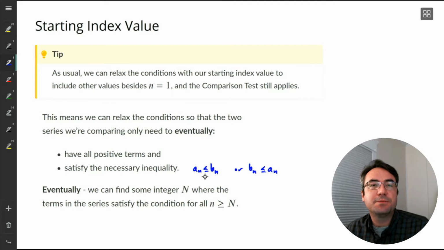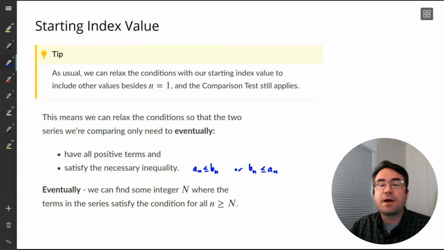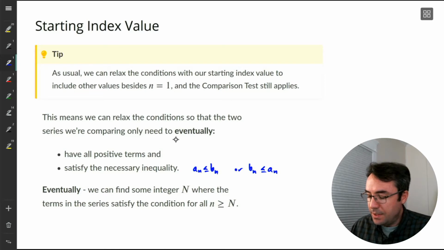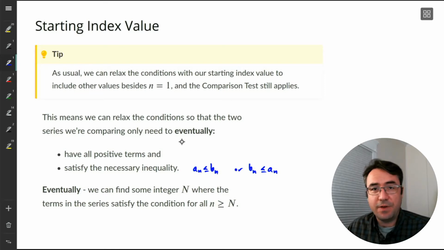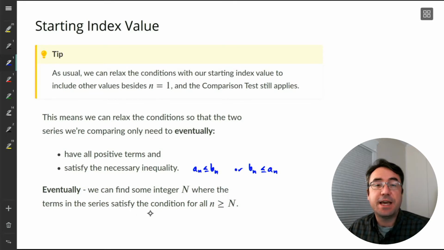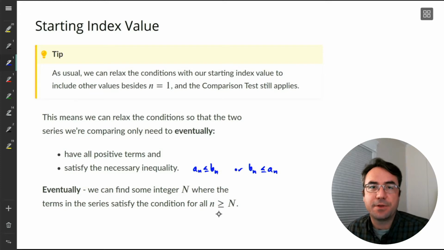There could be a few terms at the beginning where maybe these inequalities are not true. But eventually, if we go far enough in, they do satisfy these inequalities. So we loosely define this word "eventually," but it means if we go far enough in, we can find some integer capital N where the terms in our series satisfy these conditions for all index values greater than or equal to that capital N.